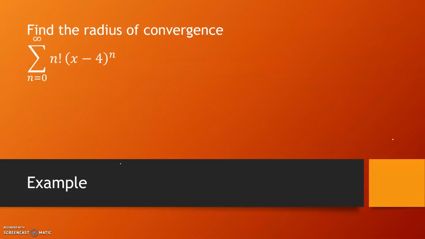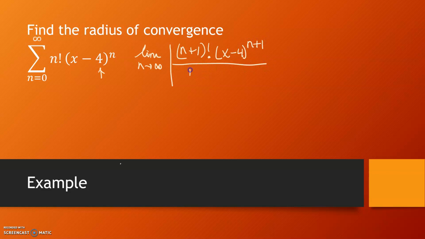All right, last example, find the radius of convergence here. This one is centered at 4, so it's a different center, but we can still do our same process. So we're going to do the limit as n goes to infinity of the absolute value of n plus 1 factorial times x minus 4 to the n plus 1, and then we're going to divide by n factorial times x minus 4 to the n. And we want to make sure that's less than 1.